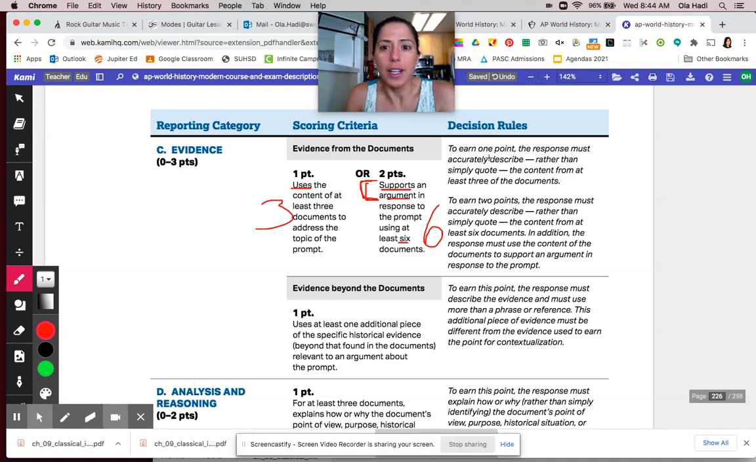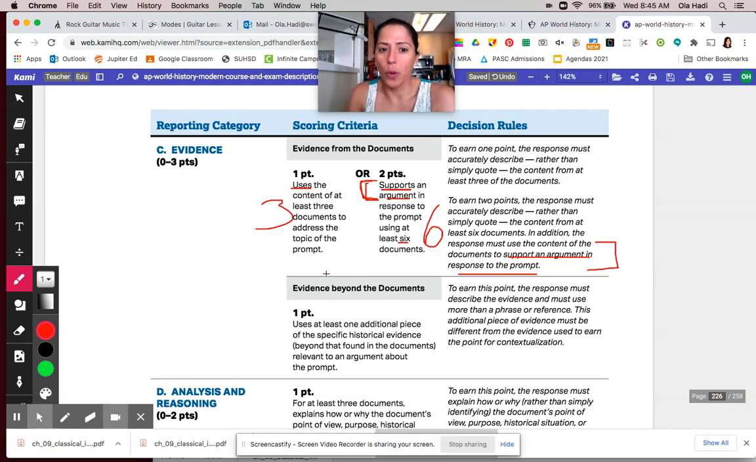Okay, so it says that you must describe, rather than simply quote, the content of at least 3 documents for the first point. To get 2 points, you have to do it for 6 documents and then use it to support an argument. Once you have the evidence, explain how it proves your point. Just take an extra sentence or two. I know it seems obvious to you, like, this is what's happening. No, you have to explain. Therefore, this shows, or this demonstrates, or this reveals, and then explain.